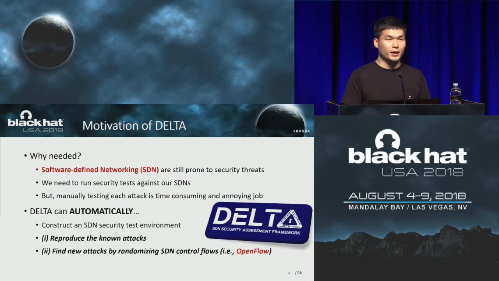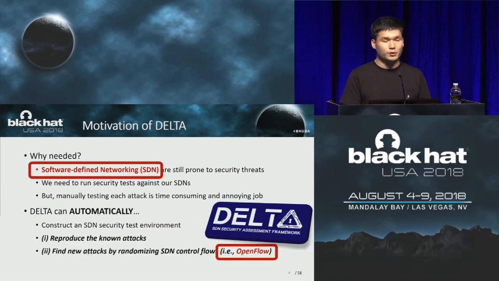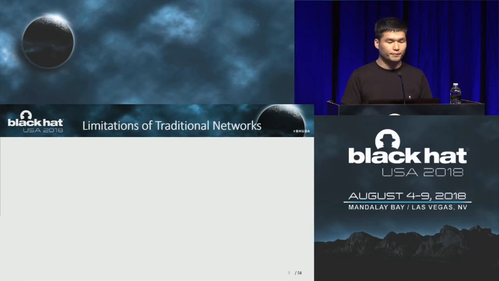By using Delta, we can automatically reproduce known attack cases, and we can also find new vulnerabilities by randomizing SDN control flows, such as OpenFlow. To easily understand Delta, we need some background on SDN and OpenFlow. So let's have a look at what they are.